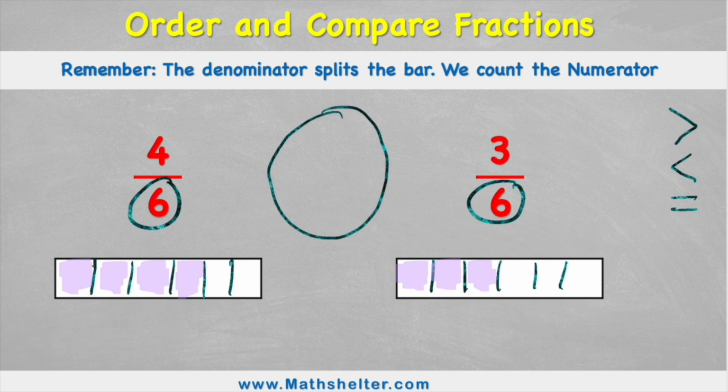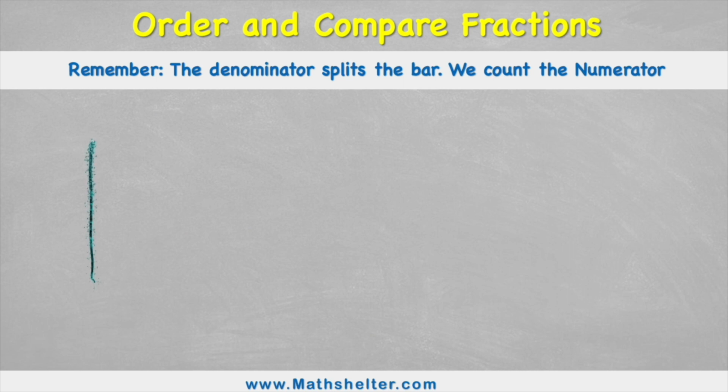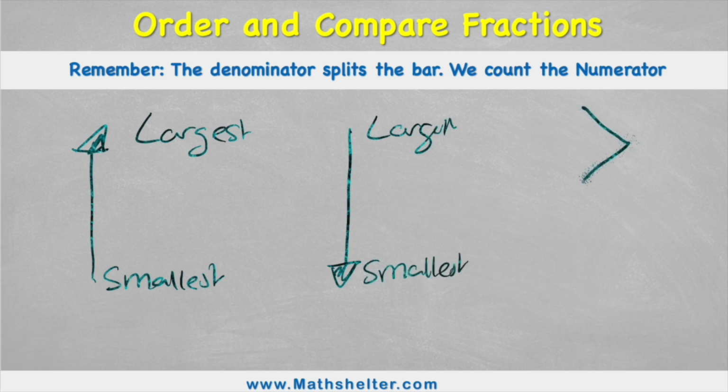So therefore, going back to my symbols, which one would the crocodile like to eat? Well, the crocodile will eat the bigger value. Therefore, my crocodile face will face the 4/6. And my number sentence reads 4/6 is greater than 3/6. And that's how to order and compare fractions. If we're ordering, we can use ascending, which means going from smallest to largest. Or we could use descending, which is from largest to smallest. And then when we're comparing, we could use the greater than, the less than, or the equal to symbol.